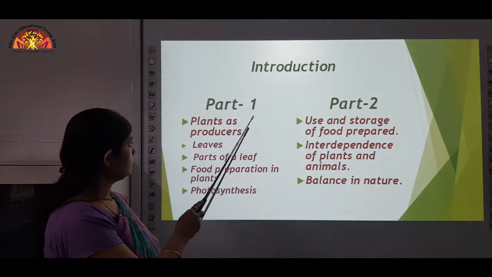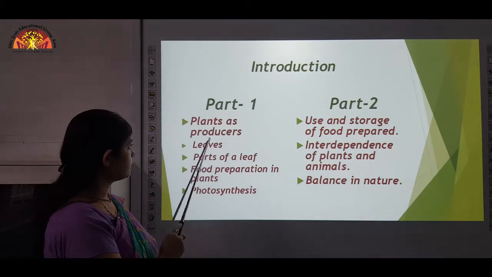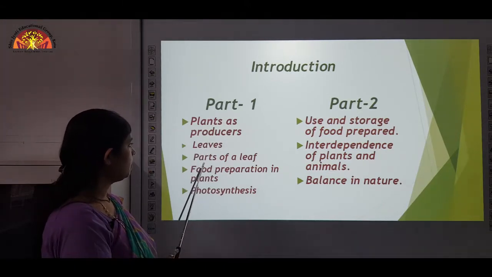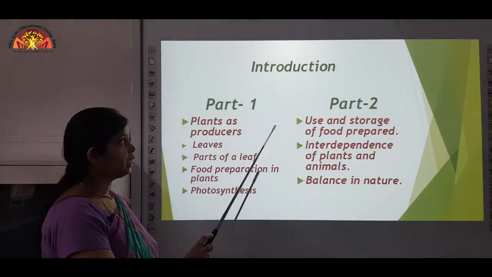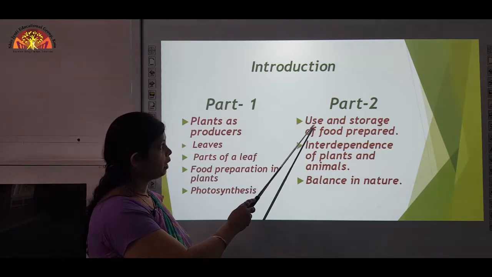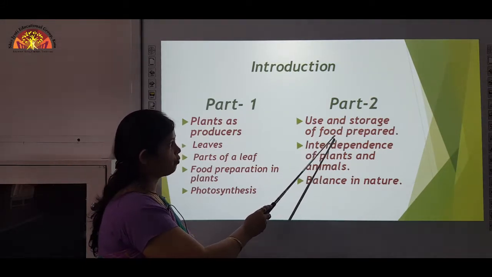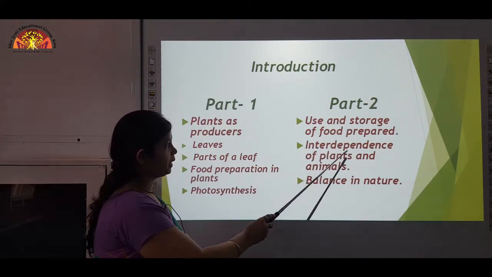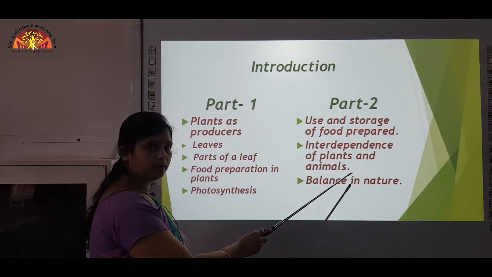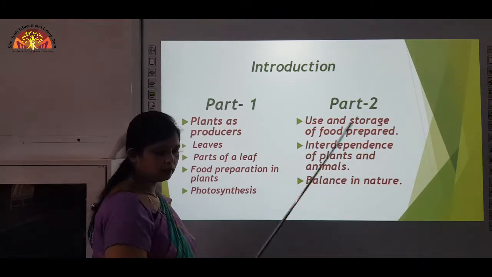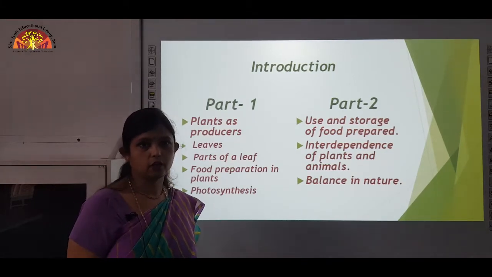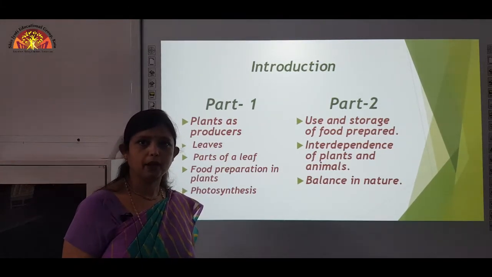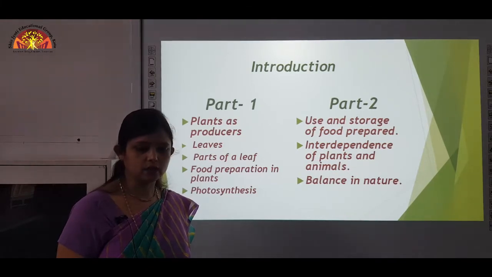In part 1, you will learn about plants as producers, leaves, parts of a leaf, food preparation in plants and photosynthesis. In the second part, you will learn about use and storage of food prepared, interdependence of plants and animals and balance in nature. Today we will discuss only the first part of this chapter and the remaining part we will discuss in our next video lecture.